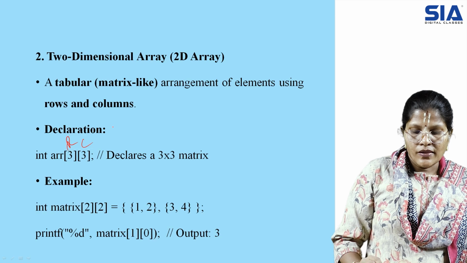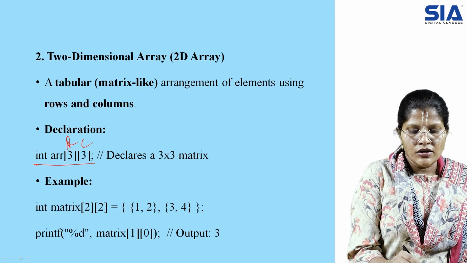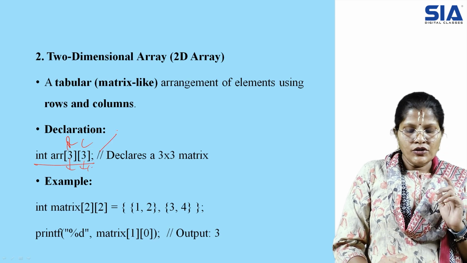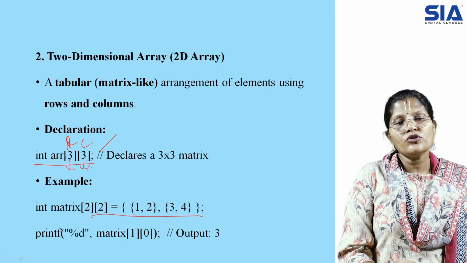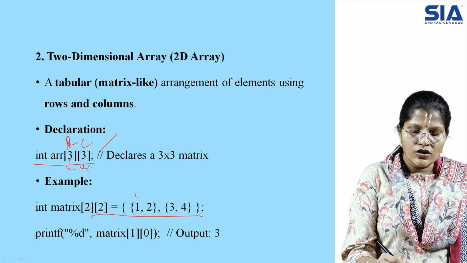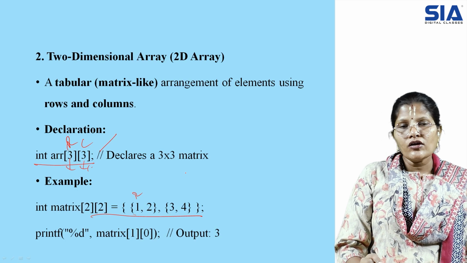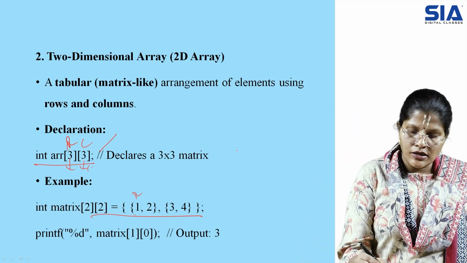When you declare a matrix, you mention the rows as well as the columns. This is declaration. When you talk about declaration cum initialization, here it is a 2 by 2 matrix where this is your row value and this is your column value. So how many rows and how many columns are there? 2 rows and 2 columns. Now, for example, here it will be something like this.